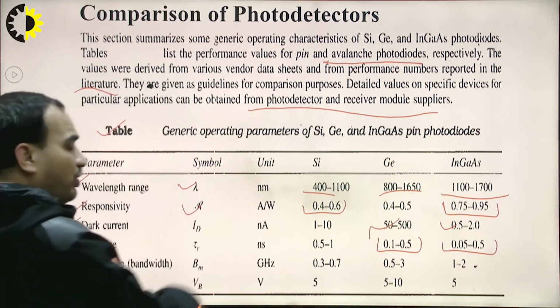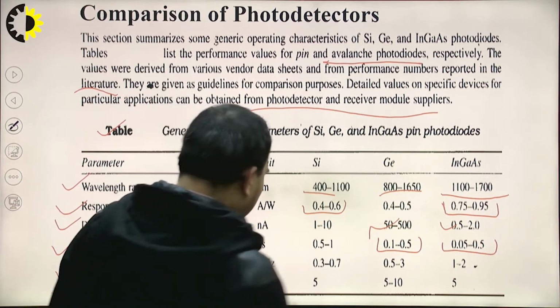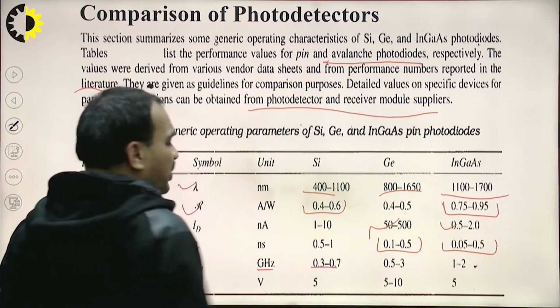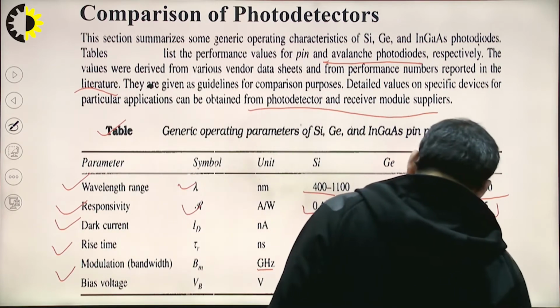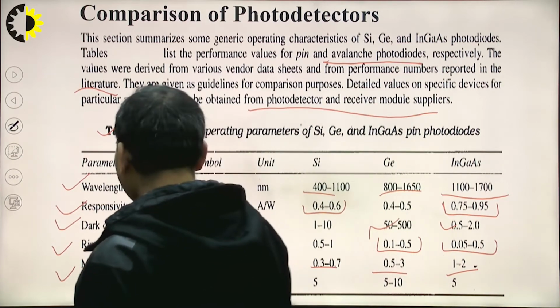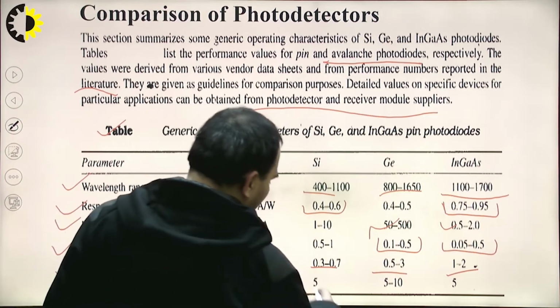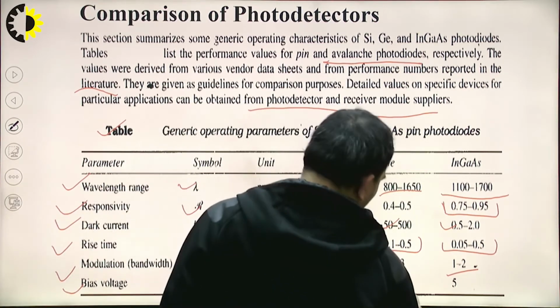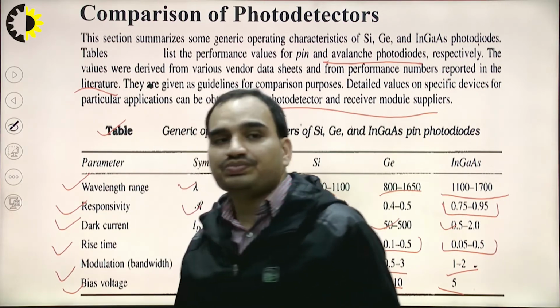When we are talking about the modulation bandwidth, it is given by BM, that is in gigahertz, and for silicon ranging from 0.3 to 0.7. For germanium it is ranging from 0.5 to 3, and for indium gallium arsenide the bandwidth is ranging from 1 to 2. When we are talking about the bias voltage required, for silicon it is 5 volt, for germanium it is 5 to 10 volt, and for indium gallium arsenide it is only 5 volt.